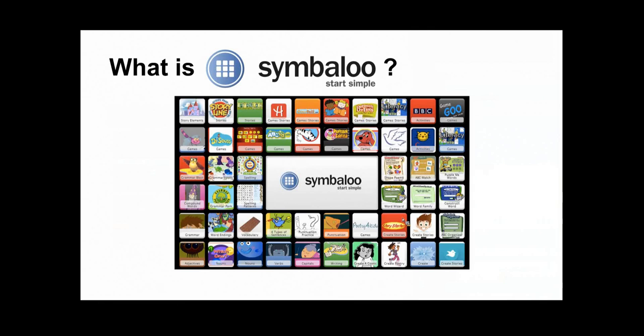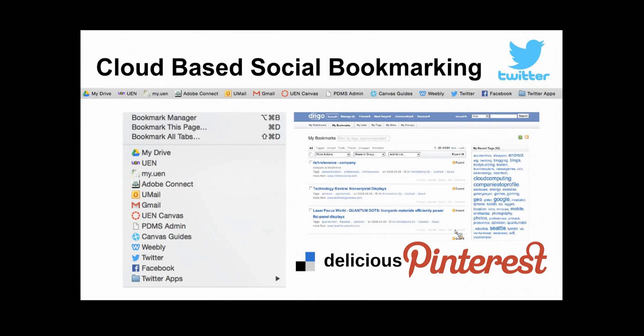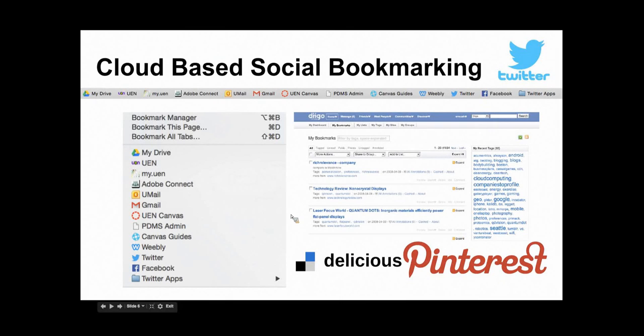So Symbaloo. Start simple. It's an online tool that's free that allows you to take all of your bookmarks and put them into this iPad-style looking web mix with little tiles that are links to each page that you might use. If you're familiar with cloud-based social bookmarking or bookmarking in general, here's a clip from my Google Chrome page where I have all my bookmarks listed across the top of the page. Sometimes people use their bookmark manager and you have a list of bookmarks, but when you go from place to place or computer to computer, maybe you don't have your bookmarks with you.